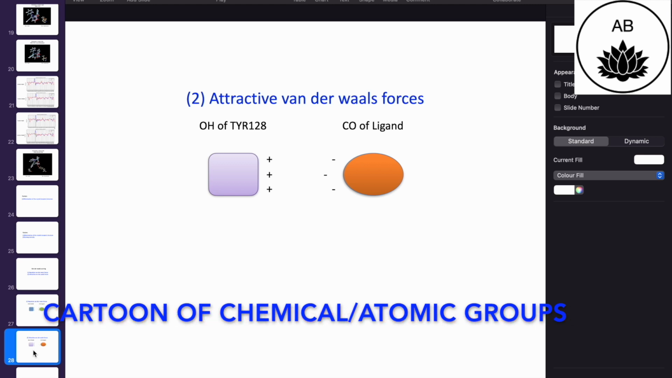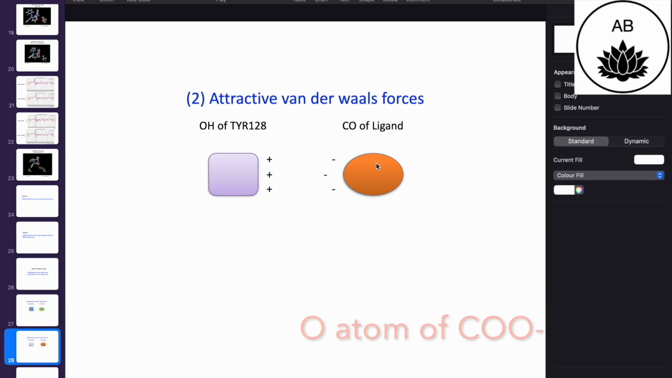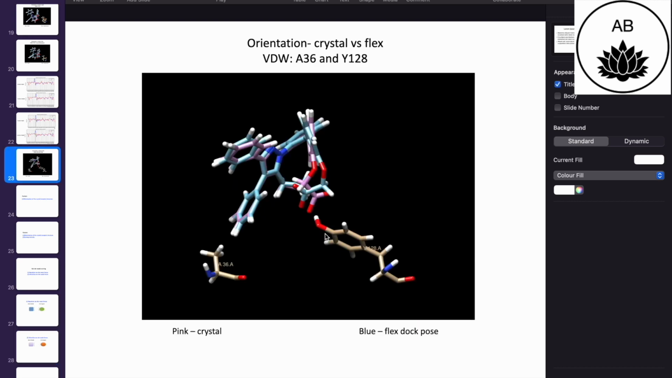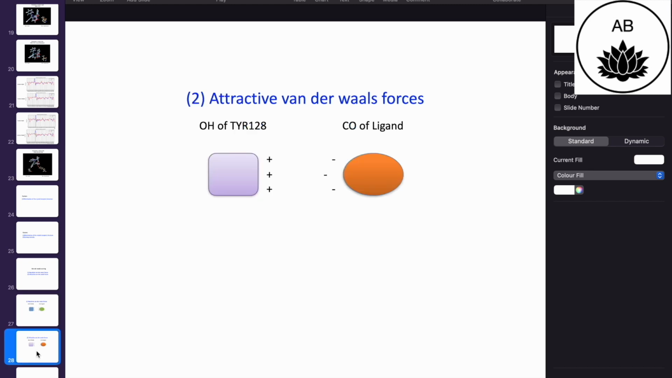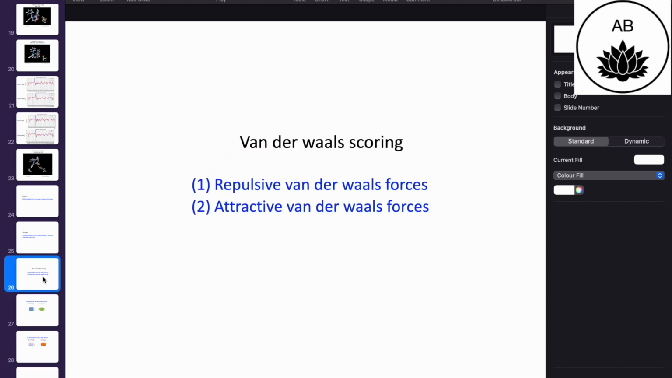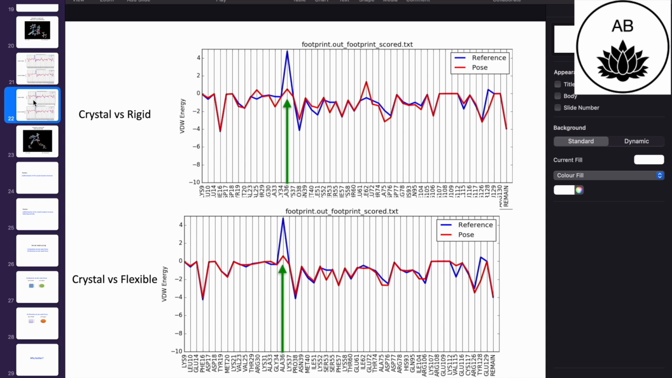The proton of the hydroxyl would have a polar positive charge, as you can see here, and the oxygen of the carboxyl would have a polar negative charge, and they are supposed to attract, right? So this is what I'm talking about. Follow the cursor. The OH of tyrosine 128, the proton in particular of the hydroxyl, would attract the polar negative oxygen of the carboxyl of the ligand. It's a combination of all these forces which actually determines the van der Waals score, and that is what is supposed to get reflected here.